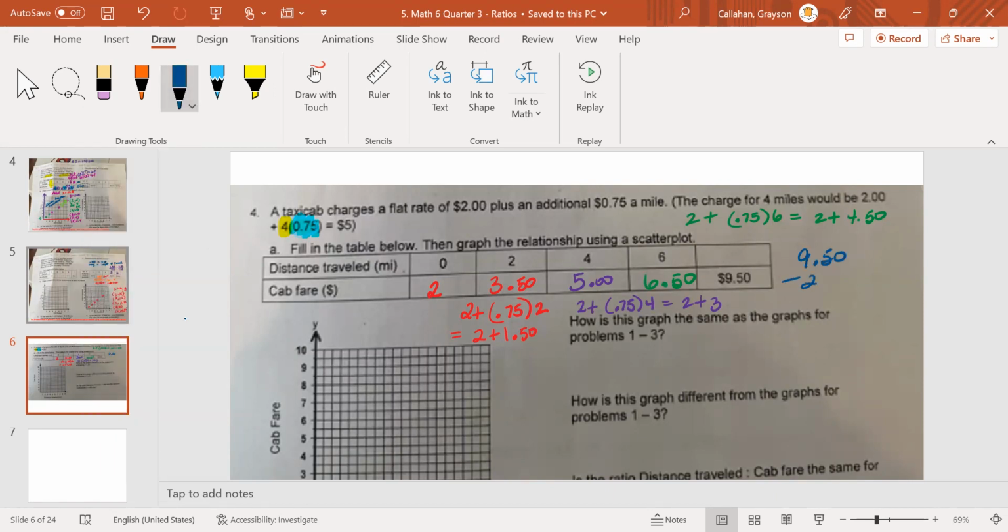Let's work backwards. Minus the $2, right? Which will give you what? $7.50, right? Okay, but then I want to know how many miles. But remember, they charge you 75 cents a mile, so you divide by 0.75. And if you divide it by 0.75, it will tell you how many miles there are.